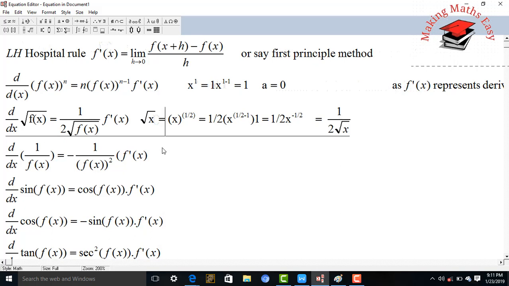Another example. Now come down here, to another property: the derivative of 1 upon f of x is equal to minus 1 upon f of x the whole square into f dash of x. So this is also very easy. So what is f of x? Let us consider f of x equal to x. So it will be 1 upon x.